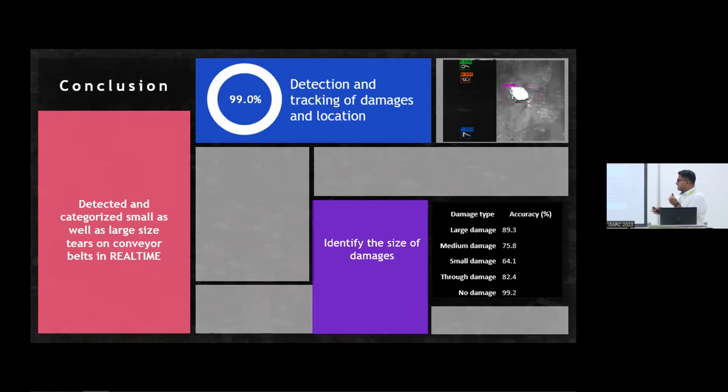And we can identify the different types of damage, and that tells the construction engineers what kind of action is supposed to be taken with respect to the damage. For example, if it's a through damage, then they have to stop the entire process immediately. And if it's a different type of damage, then they can run the machine slowly, or they can basically not care about it at all.